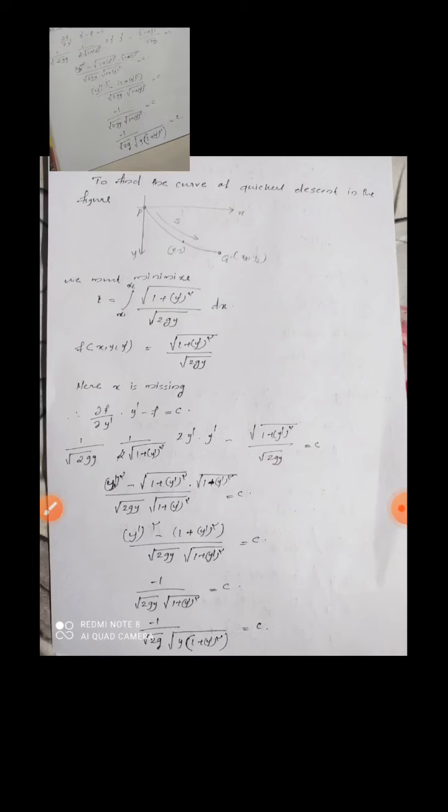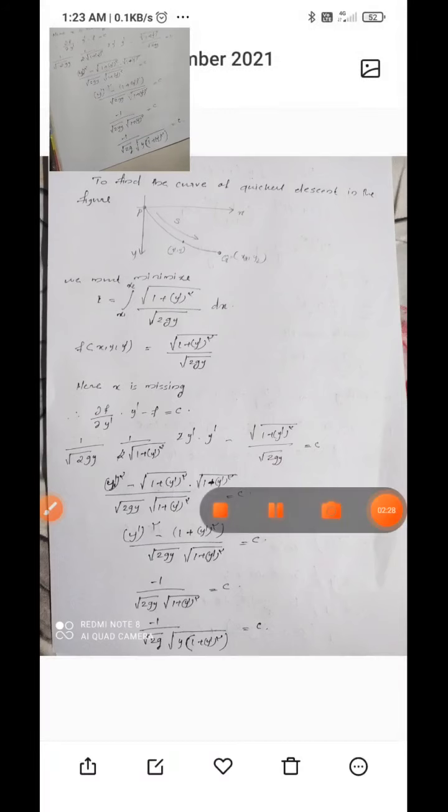Then here we have minus 1 by root of 2g. Then we are taking root y in this part, that is minus 1 by root of 2g into 1 by root of y into (1 plus y' whole square) which is equal to c. Then we write minus 1 by root of 2g c equal to root of y into (1 plus y' whole square).